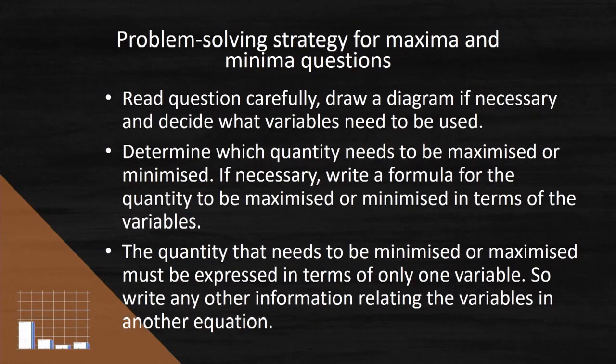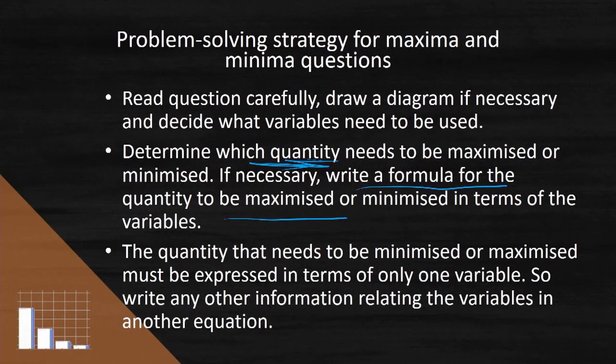Okay, so the first thing we make sure we do is we read the question carefully, we draw a diagram if we need to, and we decide on the variables that we need to use. Once we've done that, we determine what quantity it is that they need us to maximize or minimize. If necessary, then we write a formula for that quantity to be maximized or minimized in terms of the variables that we've already decided on. The quantity that needs to be minimized or maximized, when we get to this point, once we need to derive, you need to be very, very careful with this.